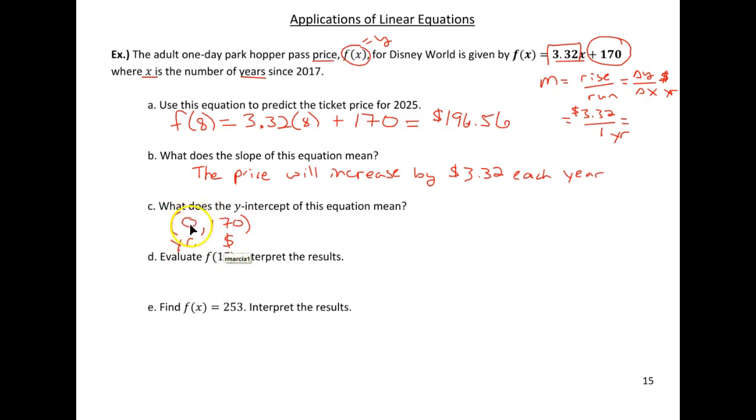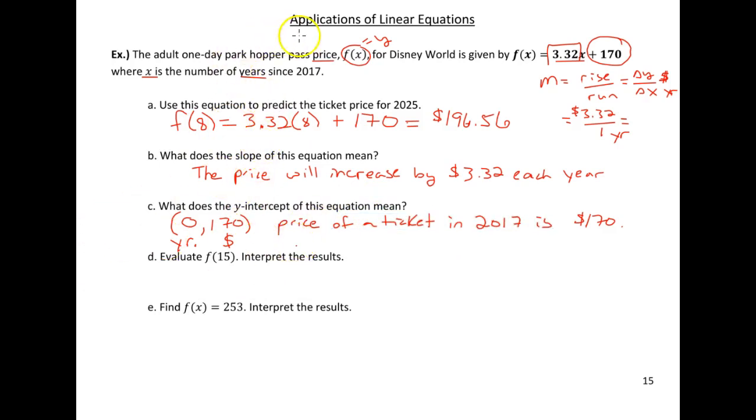But it's not really year 0, it's 0 years since 2017. So this is actually saying the price of a ticket in 2017 is $170, which I googled, it's true. I looked that up actually for this problem. So there you go. That's how you pull out the information.